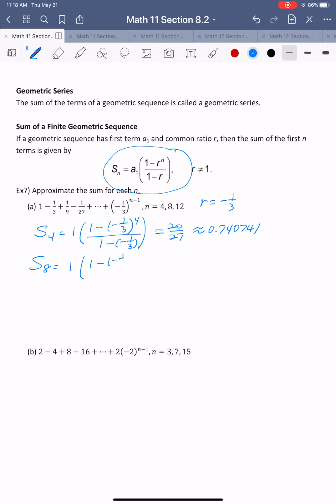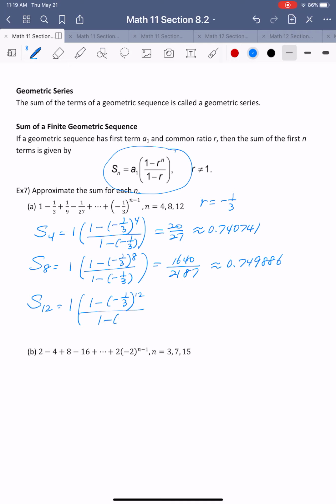Now S sub 8, starting at 1, same thing. It's exactly the same except the power is 8, over 1 minus negative 1/3. And then it becomes 1640 over 2187, about 0.749886. S sub 12: 1 times 1 minus negative 1/3 to the 12th power over 1 minus negative 1/3 becomes about 0.749, right?